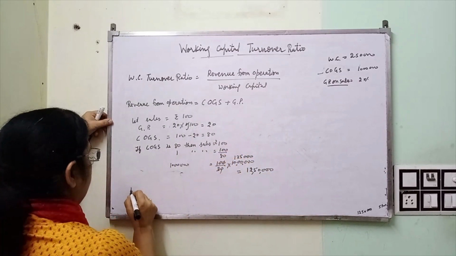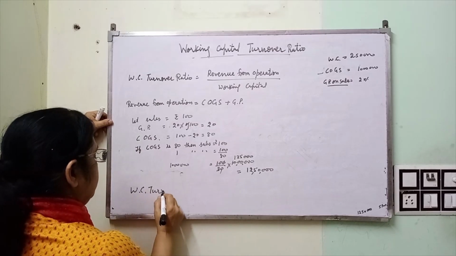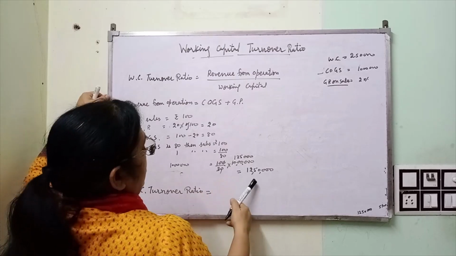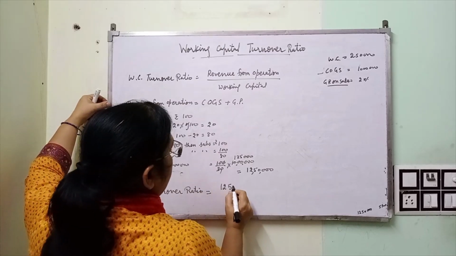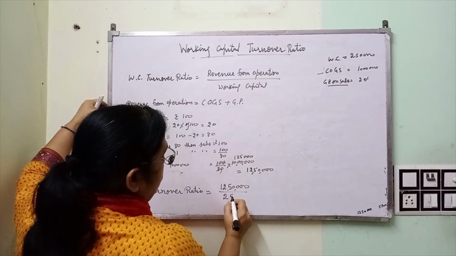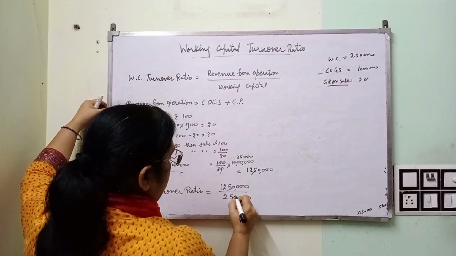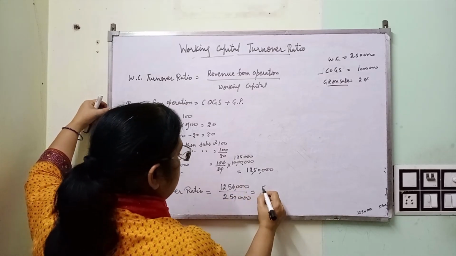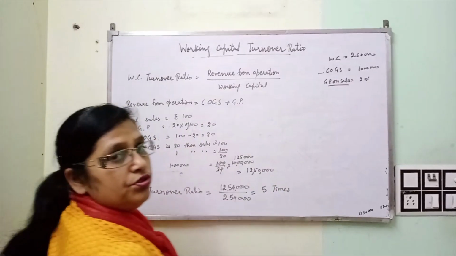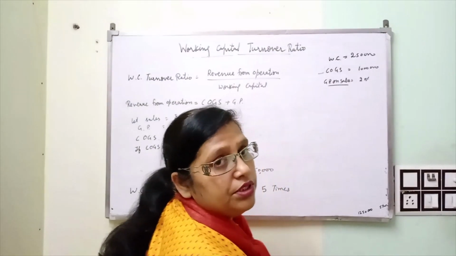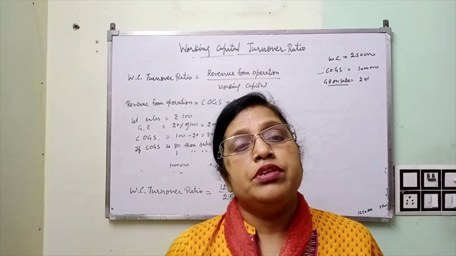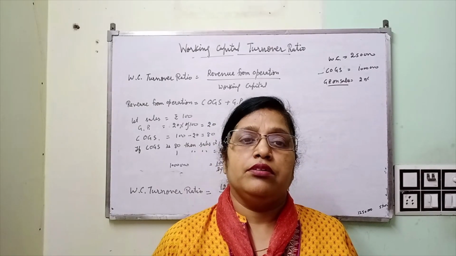Now we can calculate working capital turnover ratio. Revenue from operation is 12 lakh 50,000 and working capital is given 2 lakh 50,000. It comes to 5 times. Higher the ratio, which shows the efficiency of the business organization. Means higher the ratio shows the effective performance of the management.